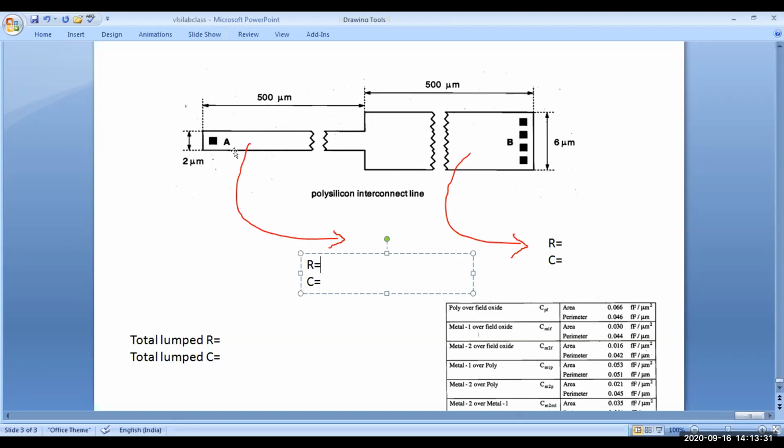What will be the RC for this one? First ask them how many squares you will get here, and how many squares you will get here. Based on that, you will calculate the resistance. In the question it is given that 30 ohms per square. So can you say how many squares we will get in this case and in this case? Let them calculate. So 250 into 30. Here 250 squares, 250 squares into 30 ohm.